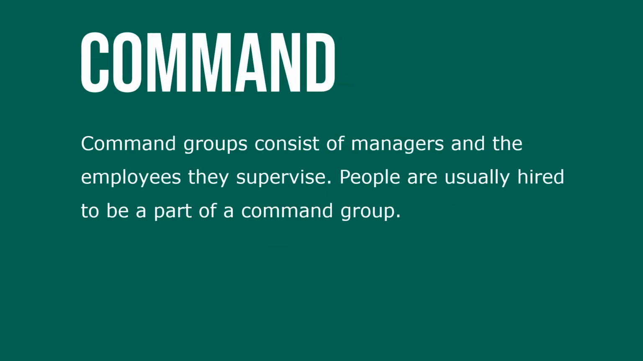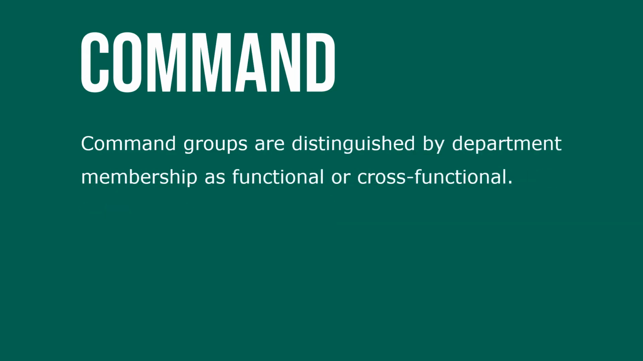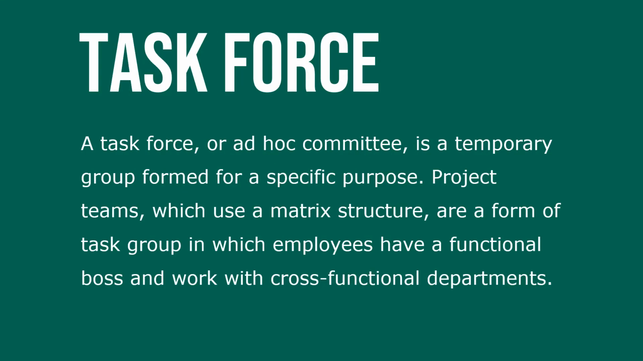Command groups consist of managers and the employees they supervise. People are usually hired to be part of a command group. Command groups are distinguished by department membership as functional or cross-functional. A task force or ad hoc committee is a temporary group formed for a specific purpose. Project teams, which use a matrix structure, are a form of task group in which employees have a functional boss and work with cross-functional departments.